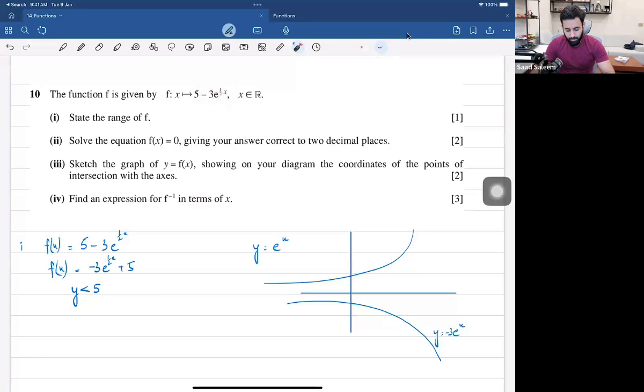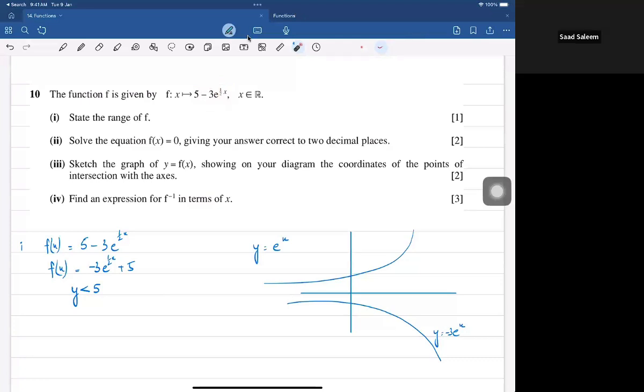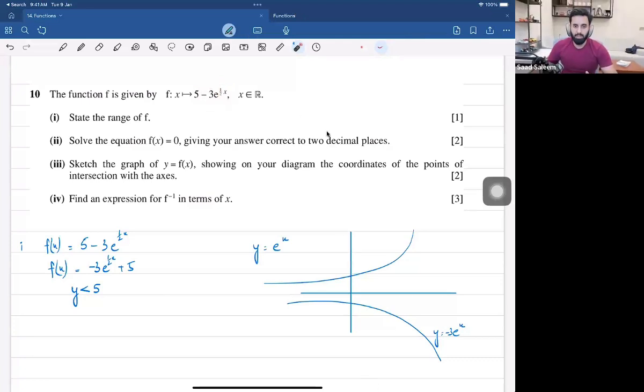If you remember, I said it earlier also that in order to find the range, although I said it for many-to-one functions, this applies here also. In order to find the range, your safest bet is to actually make a rough sketch and then do it. So I hope it's clear to everyone.